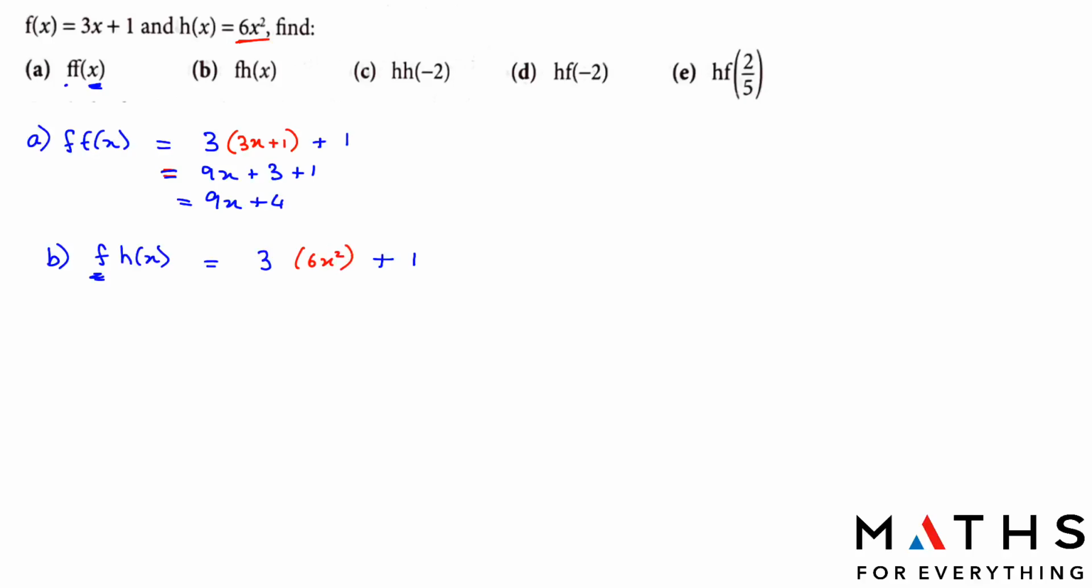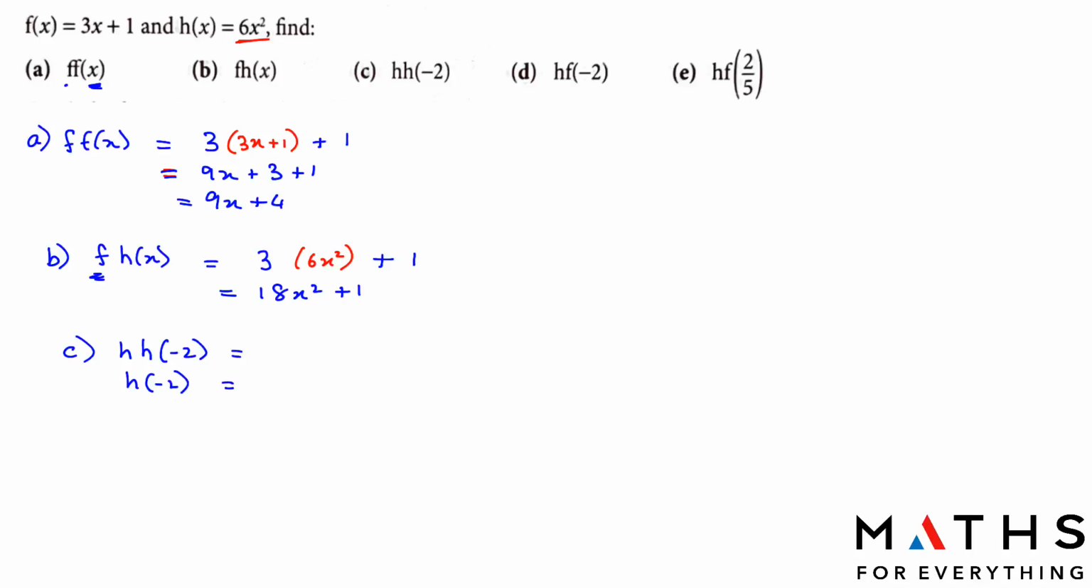Expand the bracket, 3 multiplied by 6, 18, x squared plus 1. See, it's easy, it's not very difficult. Moving on to C. If it is a number, we can solve it in another way. You have h of h, negative 2. So first, you can find h of negative 2.